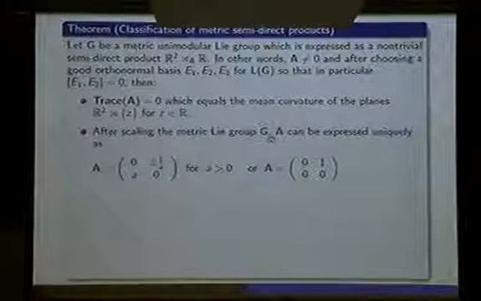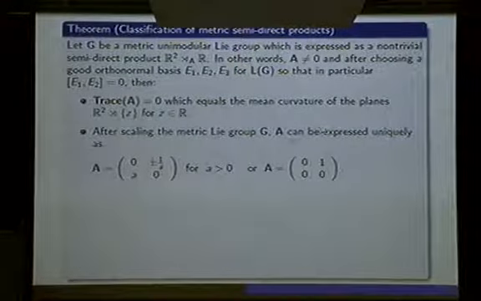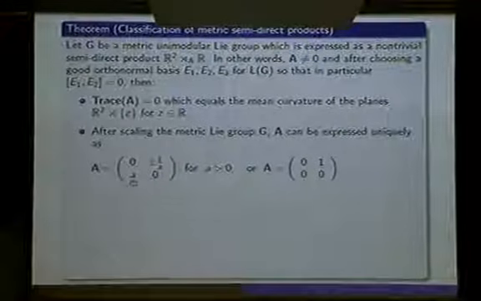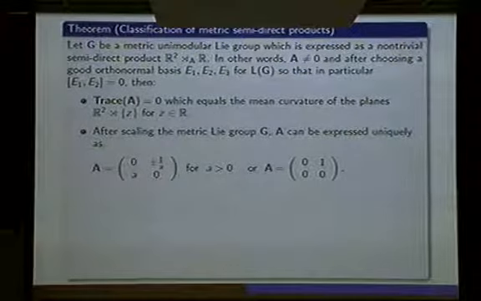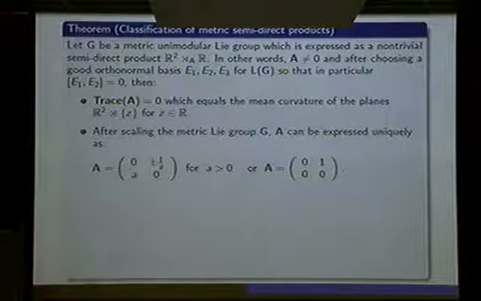After scaling the metric on the Lie group, you can express A uniquely as this. Again, remember, we're picking a nice basis E1, E2 for the R2 factor. Then the matrix is very simple. So if you're in a unimodular case, you get these matrices.